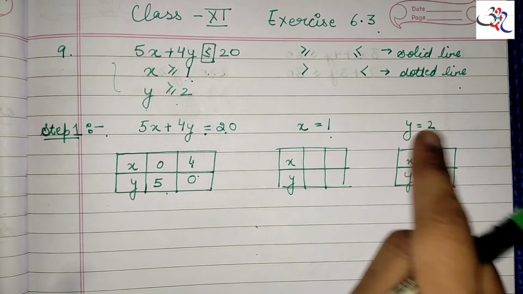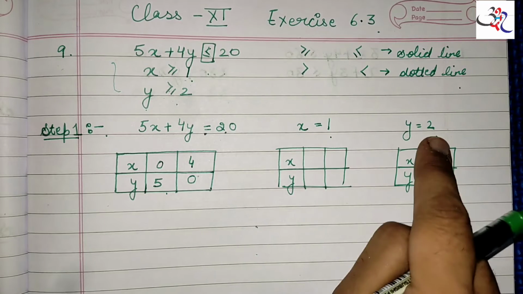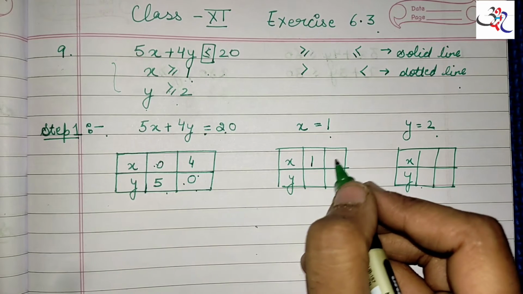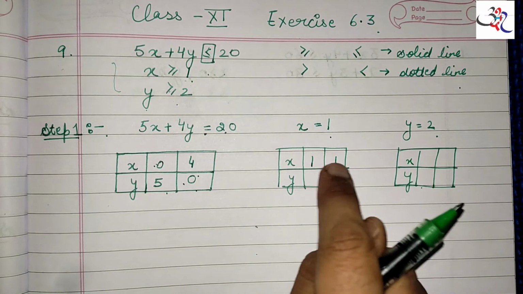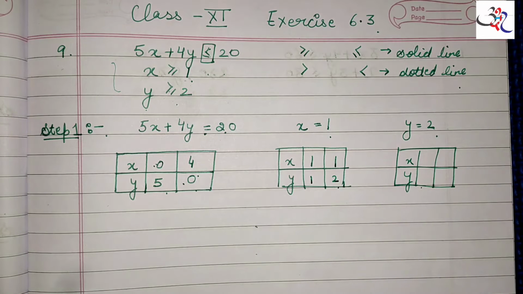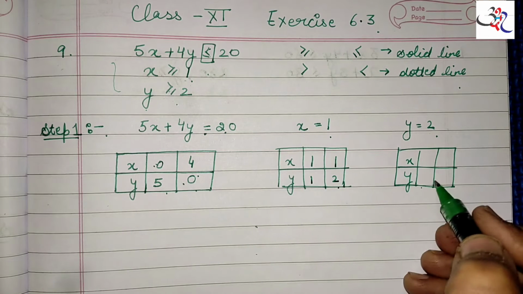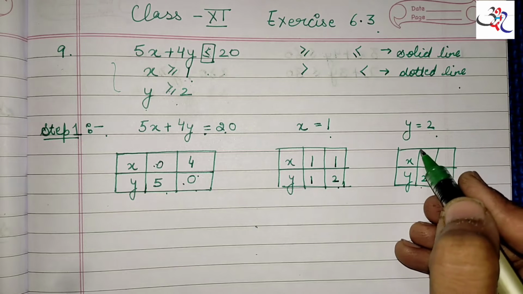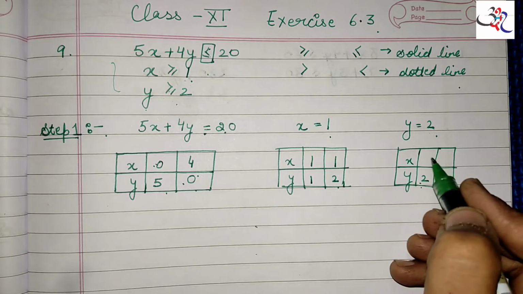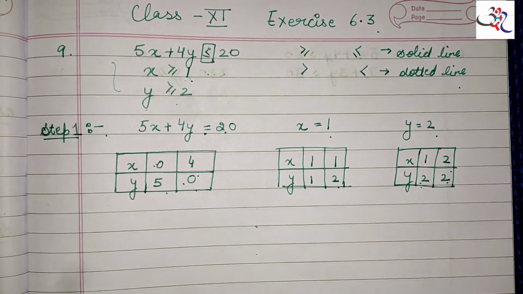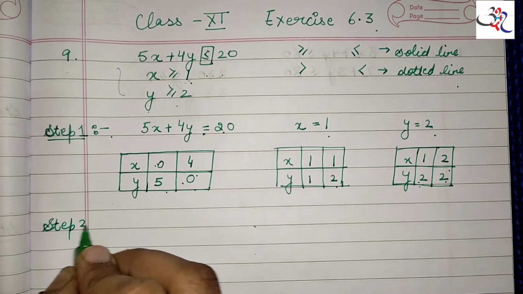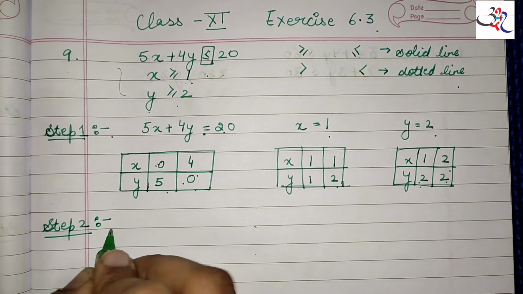For equations like x is equal to 1 or y is equal to 2, we do not need to imagine that x and y are equal to 0. Simply, x will always be equal to 1, whatever the value of y, it doesn't matter. And y will always be equal to 2, whatever the value of x, it doesn't matter. Right, so these are the points. By using these points we will plot the lines on the graph.